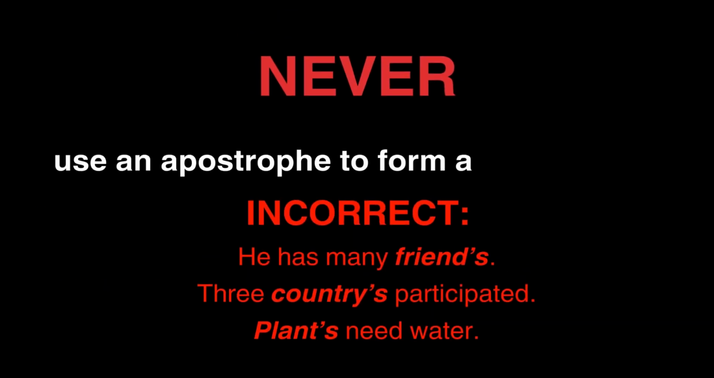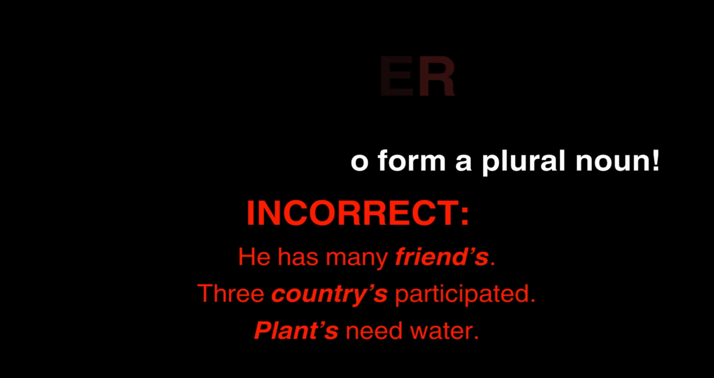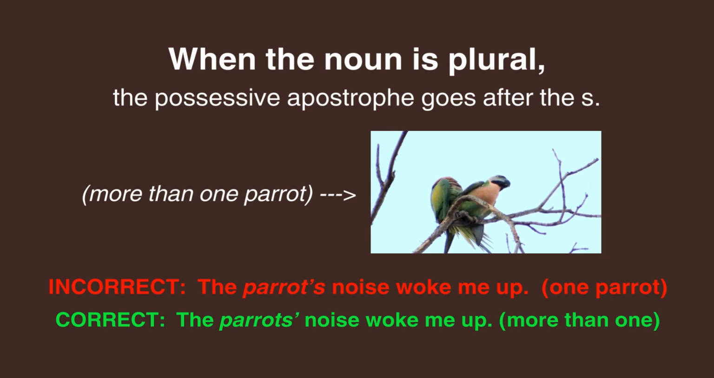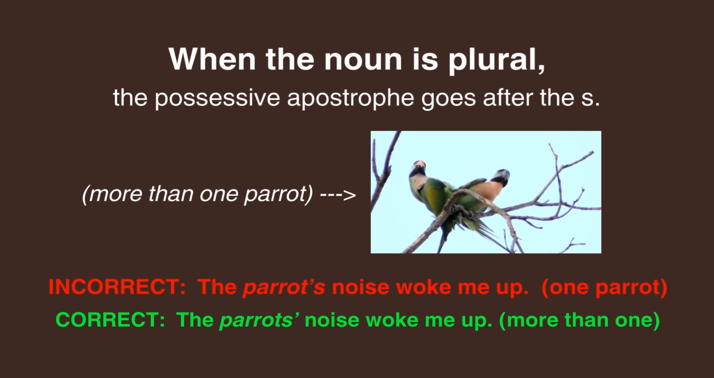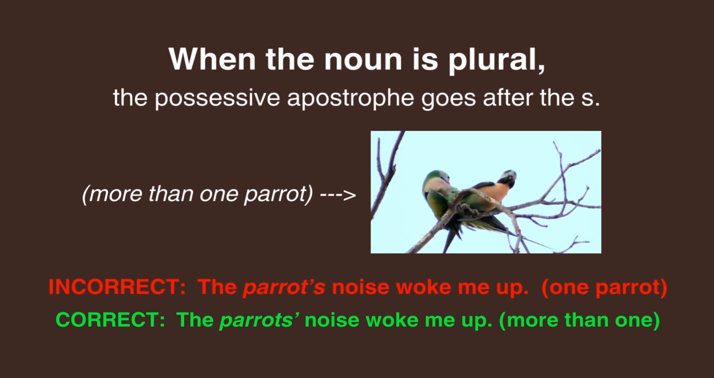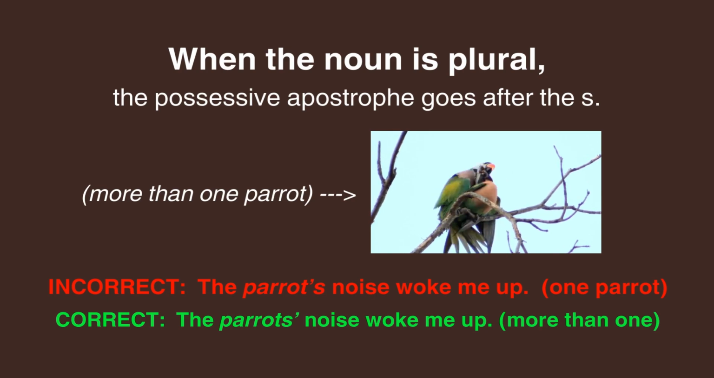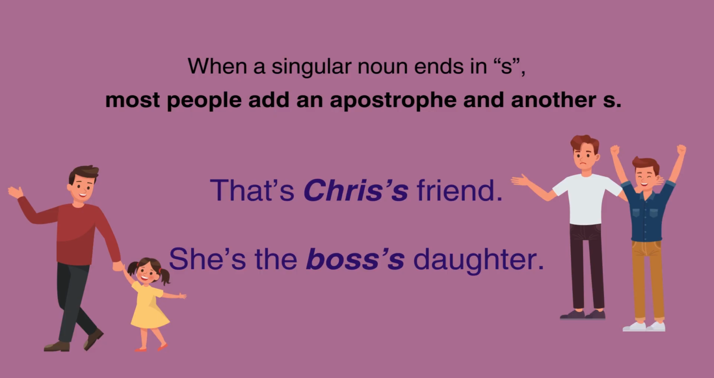Never use an apostrophe to form a plural noun. When the noun is plural, the possessive apostrophe goes after the S. When a singular noun ends in S, most people add an apostrophe and another S.